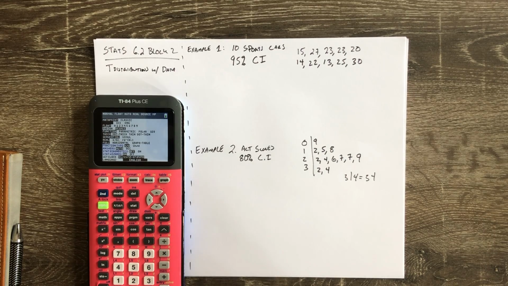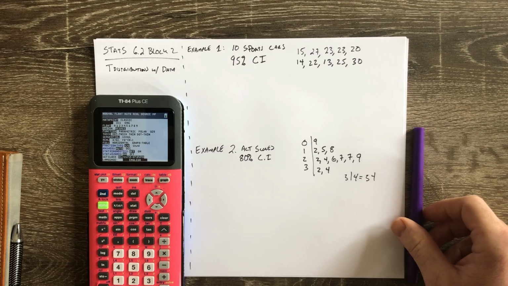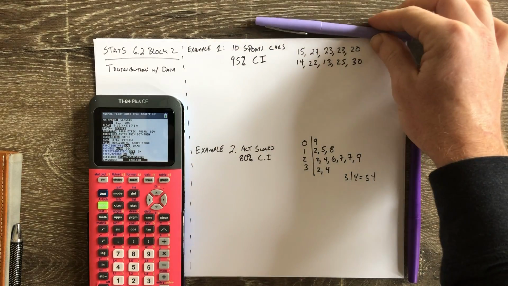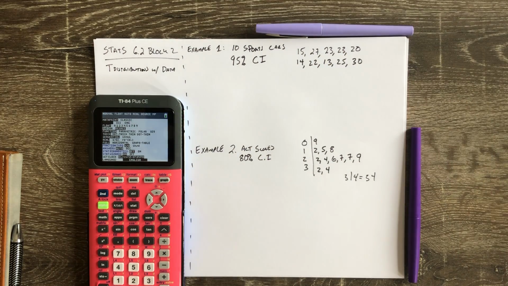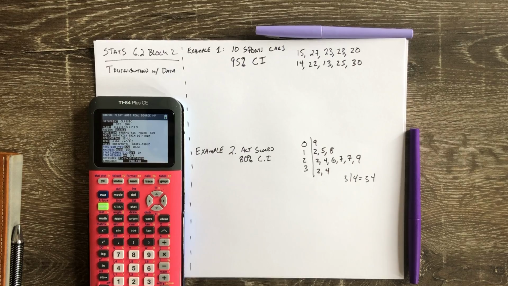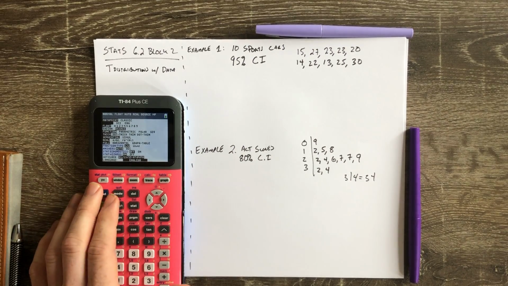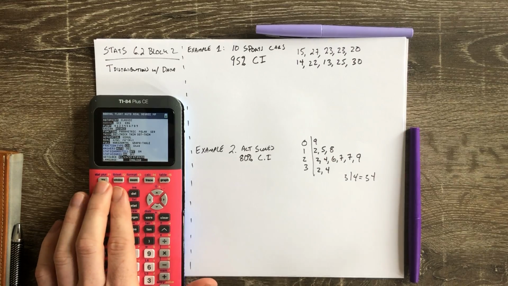Stats 6.2 block 2. So we already learned about t distributions versus z distributions. To remind you, a t distribution is very similar to a z with fatter tails, right? As the number in your sample goes up, a t starts to look a lot more like a z until you get to 30, and then a t is exactly like a z.